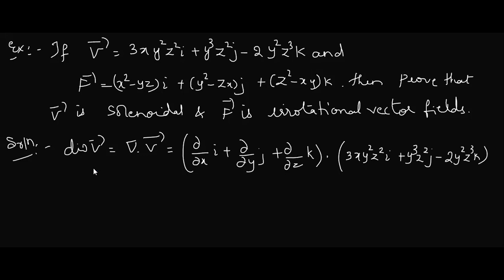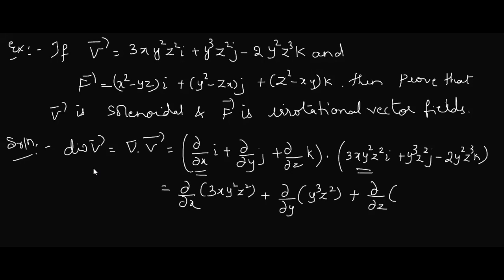Okay. Now, how to find dot product? Multiply corresponding i coefficients. So, dou by dou x operating on the coefficient of i here. What is that? 3x y square z square. Correct? Can anybody help me in writing the next terms? Dou by dou y operating on y cube z square, next, dou by dou z operating on, yeah, don't forget the minus, minus 2y square z cube.